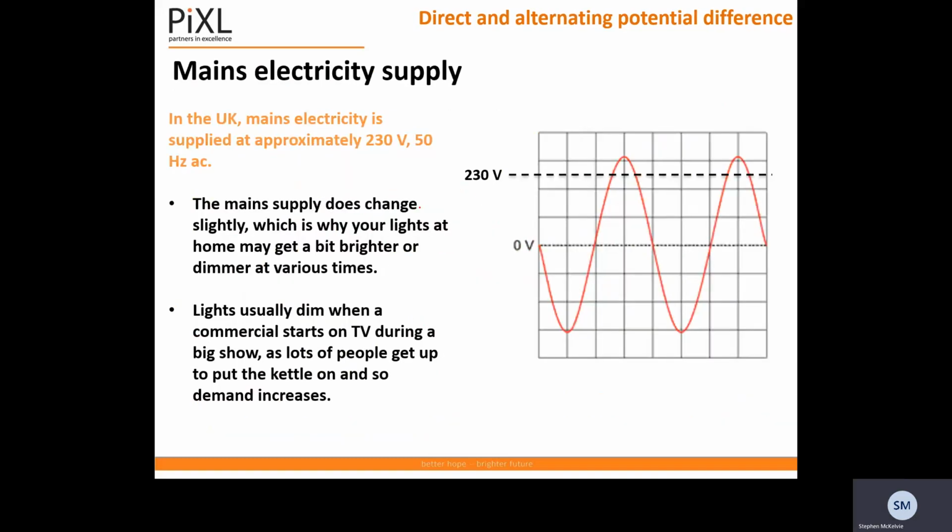Mains supply does change slightly. Lights at home might get brighter or dimmer on various occasions, but it's about 230 volts and about 50 hertz. This means that my electrons oscillate, vibrate. My electrons are pushed and pulled 50 times a second.